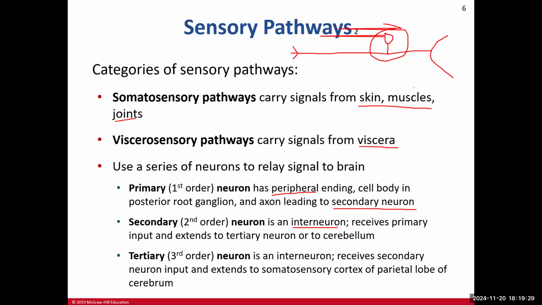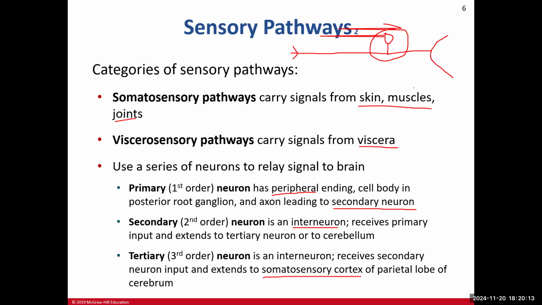It's either going to ascend further up towards the brain and synapse onto a third neuron, or it's just going to go right to the cerebellum and do something there. So the tertiary neuron, normally its cell body is located in the thalamus. It's going to receive that input information from the secondary neuron, that interneuron there, and it is going to transmit that sensory input information to the somatosensory cortex. We know where that's located. That's going to be the postcentral gyrus, which is in the parietal lobe of your brain. That's where the somatosensory cortex is.